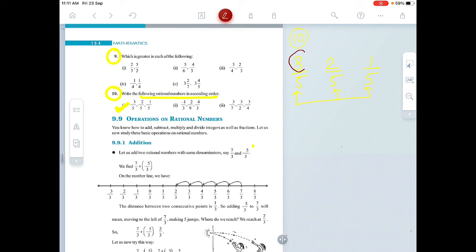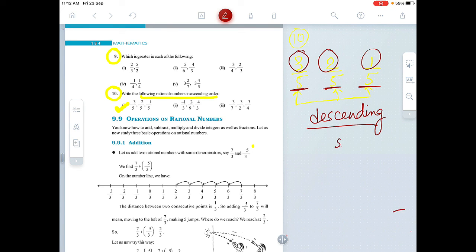Okay. So here you can see 3, 2, 1. So it is given in descending order, just because all the denominators are same. That's why we are checking the numerators only. 3, 2, 1 means in descending order. Okay, let's come to the next one.